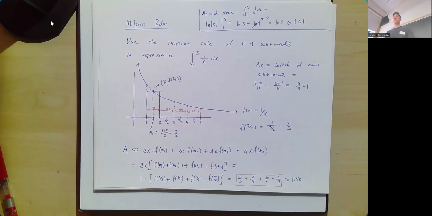Again, we're not going to be asked to show that, but that's kind of the idea here: this approximation, and if we'd used more subintervals, we would have gotten a better approximation.